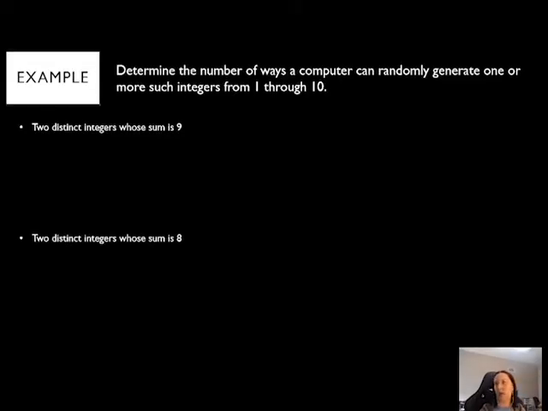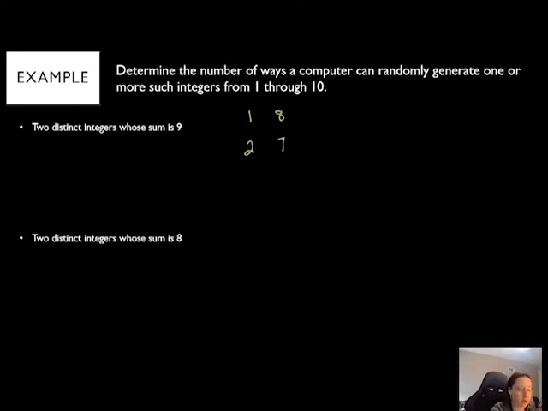So we're looking again at generating one or more integers from 1 through 10. But in the first example, we were just picking one number. Here we're picking 2 numbers. First one: 2 distinct integers whose sum is 9. So we have to look for all the different ways that we can add numbers up to 9. Let's see. If I do 1 and 8, those add up to 9.